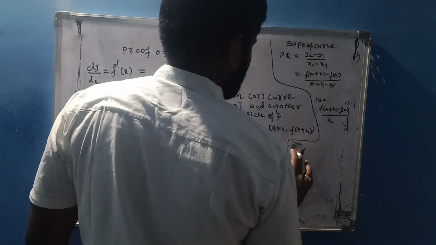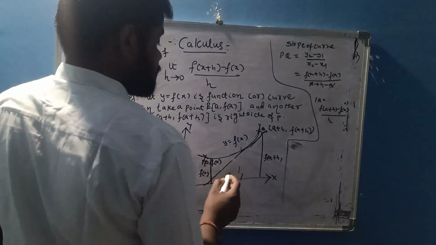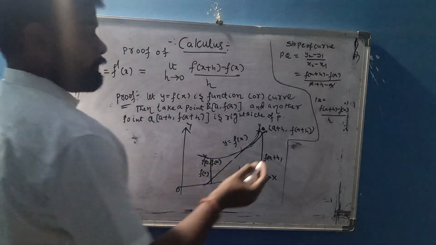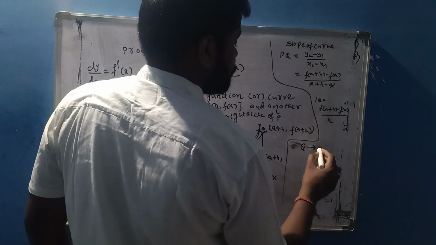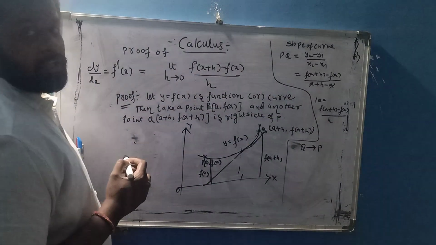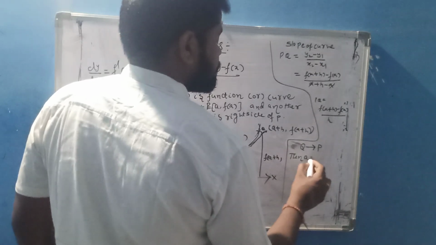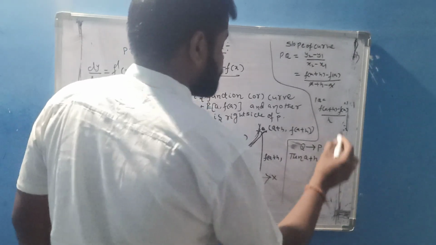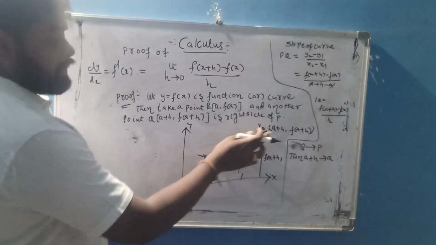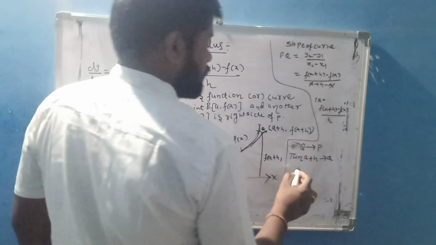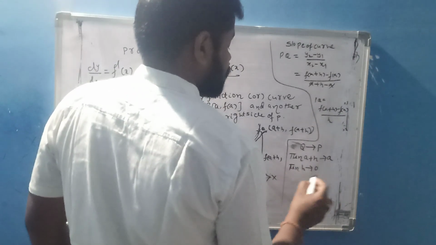Then the limit h tends to 0. How do we get it? Here a plus h approaches a, and I am taking the limit as Q approaches P. Q approaches P means a plus h tends to a. Q approaches P, the left side values are a plus h and a, then h tends to 0.